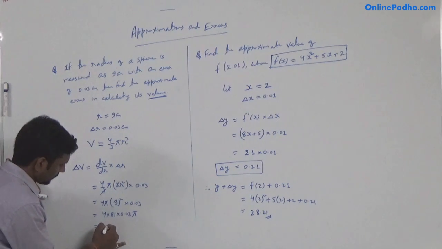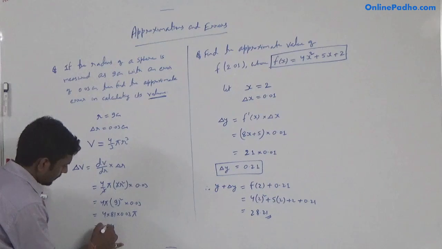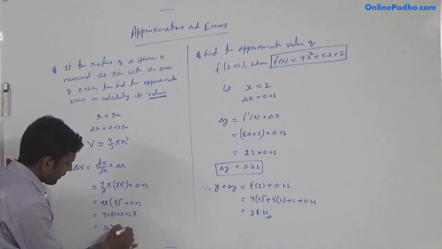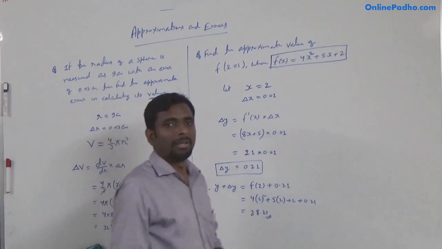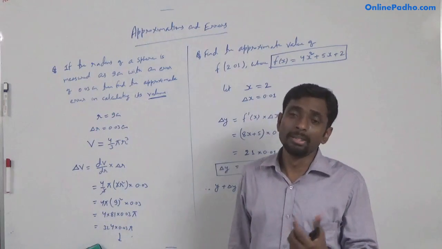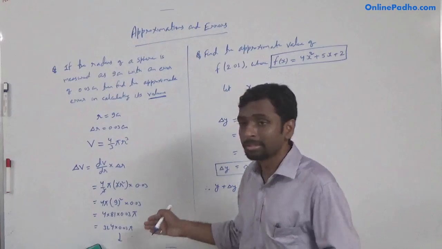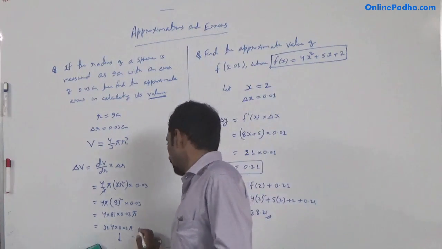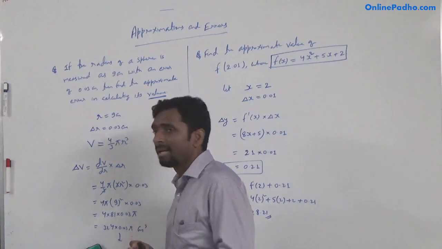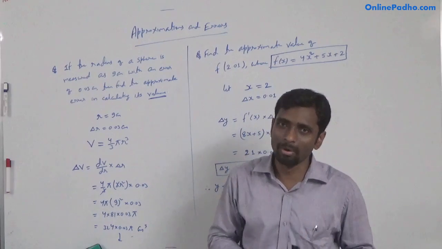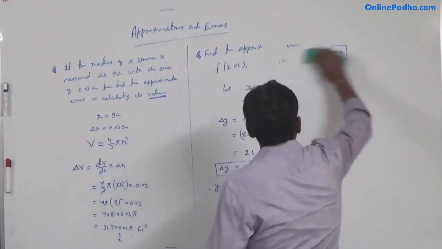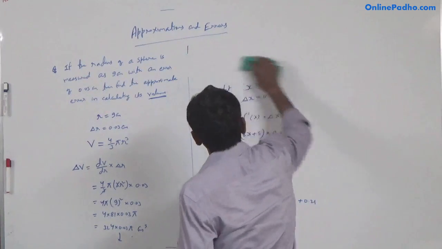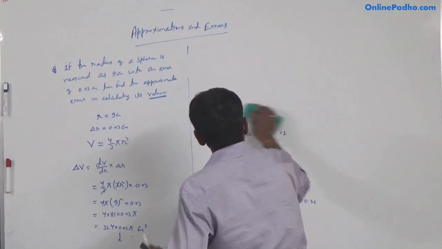Simplify this: 324 multiply 0.03 pi. You can simplify this one and you will get delta v. And you need to write the unit of delta v, that is centimeter cube. Centimeter cube is the unit of delta v. But delta v is a very small change of volume. Right? So these are the questions related to approximations and errors.